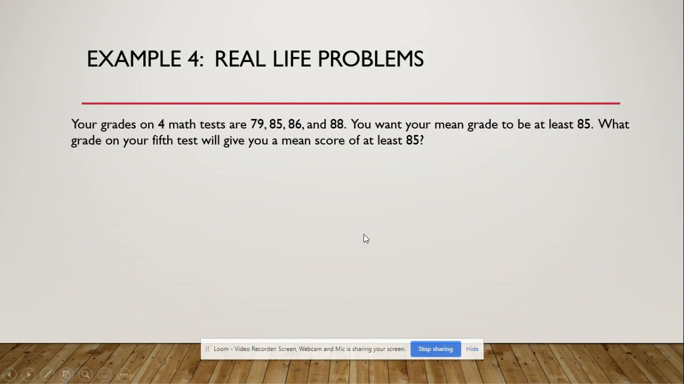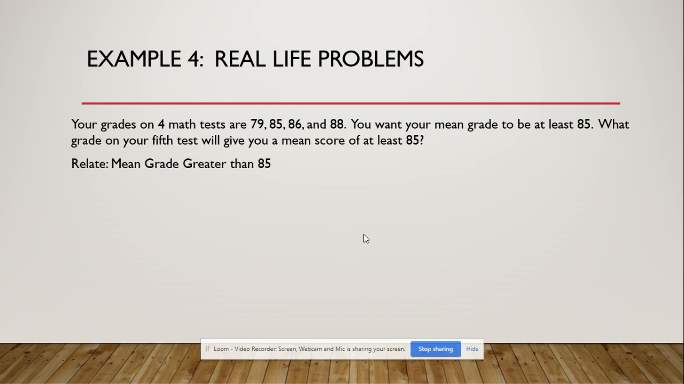All right, now let's look at a real-world context to this type of mathematics. So you've got your grades on 4 math tests. They're going to be 79, 85, 86, and 88. You want your mean grade, or in other words, your average grade, to be at least 85. So what grade on your 5th test do you need in order to get that mean score of at least 85? So first thing we're going to do is relate these ideas.